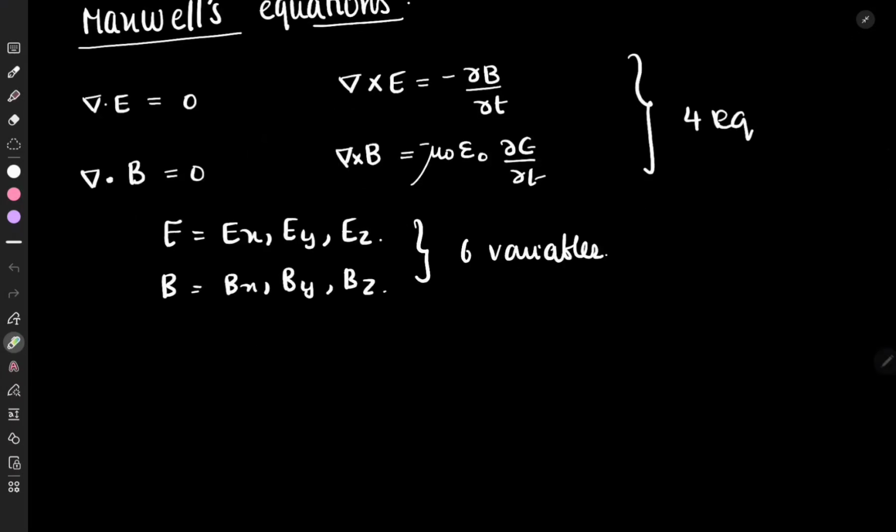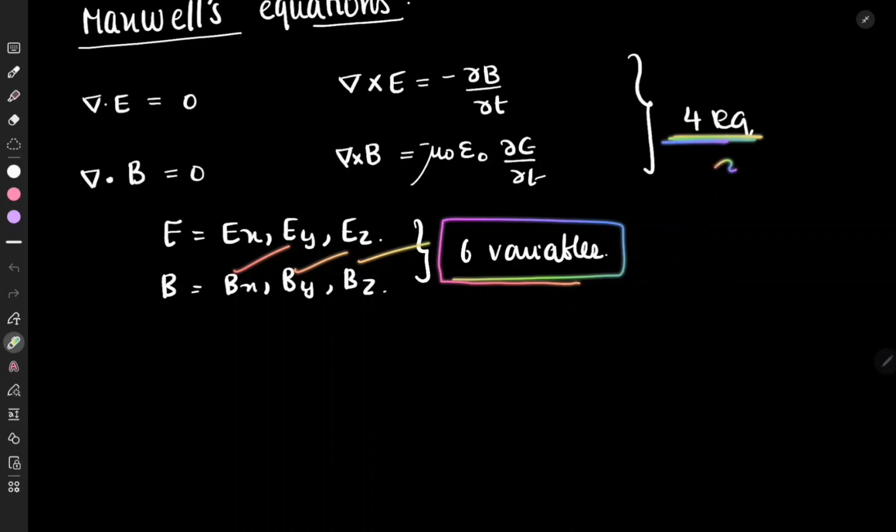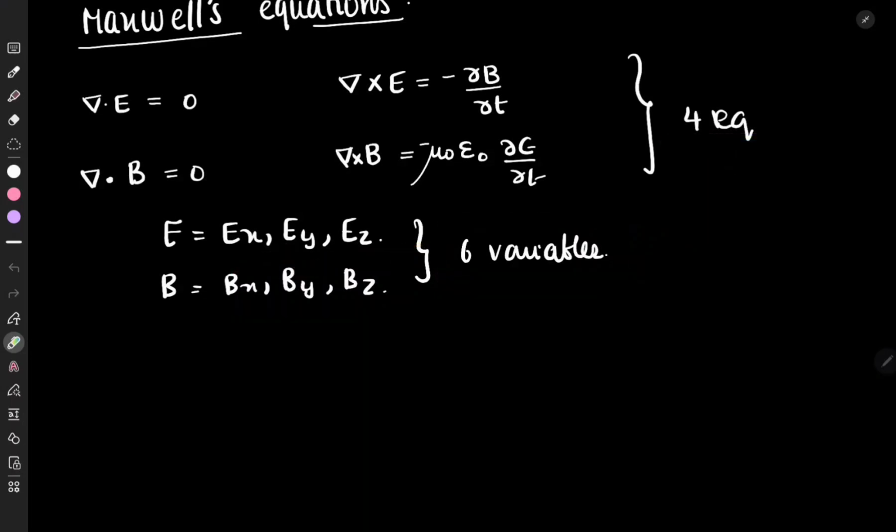So now you can see that Maxwell's equations are associated with the electric field as well as the magnetic field. The electric field has three components: Ex, Ey, Ez. Same goes for the magnetic field: Bx, By, Bz. So totally there are 6 variables, but 4 equations. So for 4 equations there are 6 variables, so there is somewhat of a redundancy in the number of variables. But that's not the point I really wanted to capture.